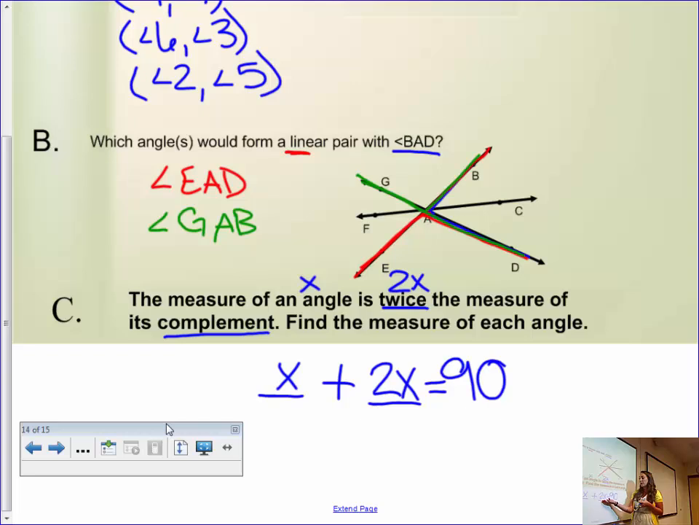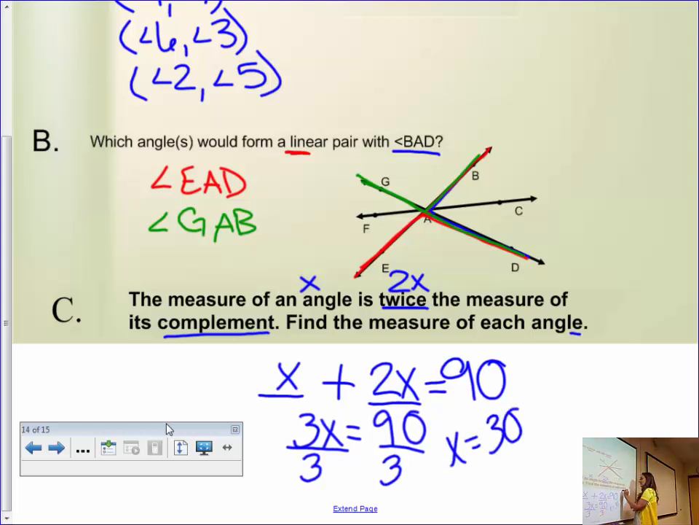Okay, most people will get the 2x, but you have to remember that complements are 2 angles that add up to equal 90. So our equation is x plus 2x equals 90. So 3x equals 90. And we're going to go ahead and divide both sides by 3, so x equals 30.